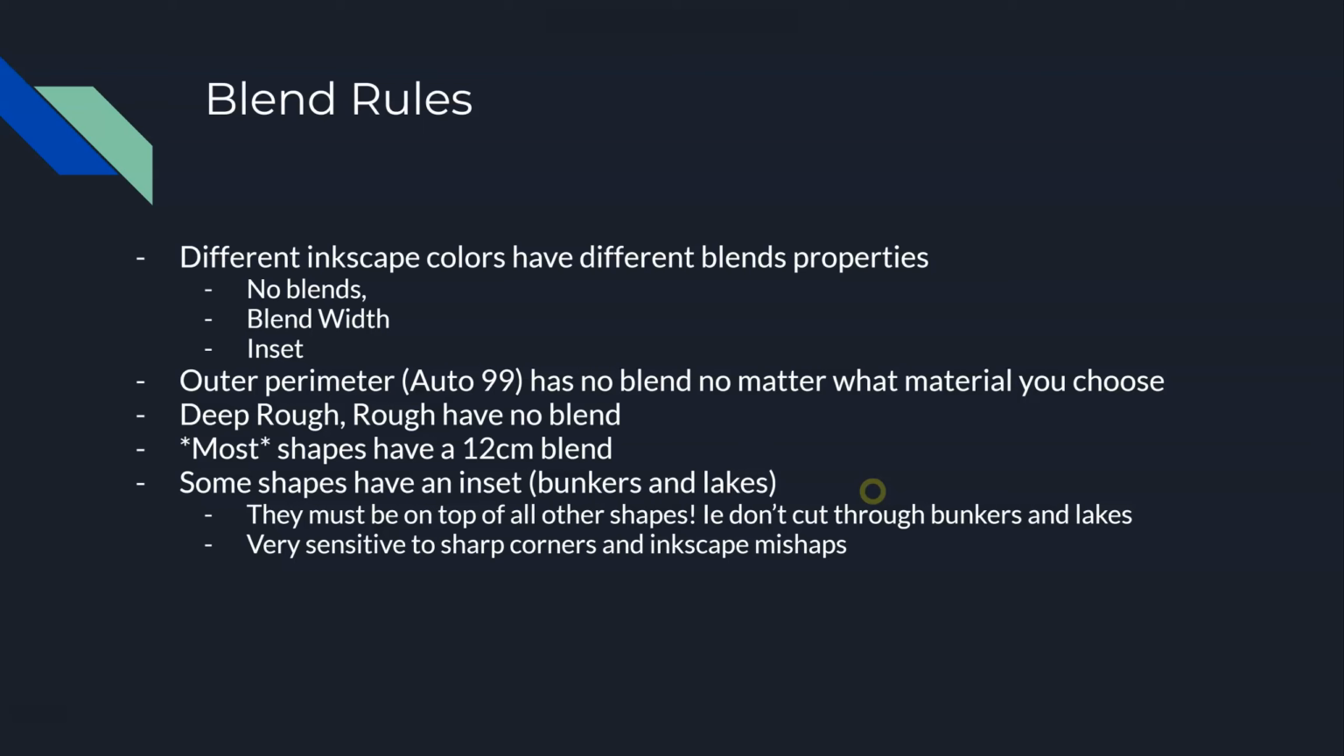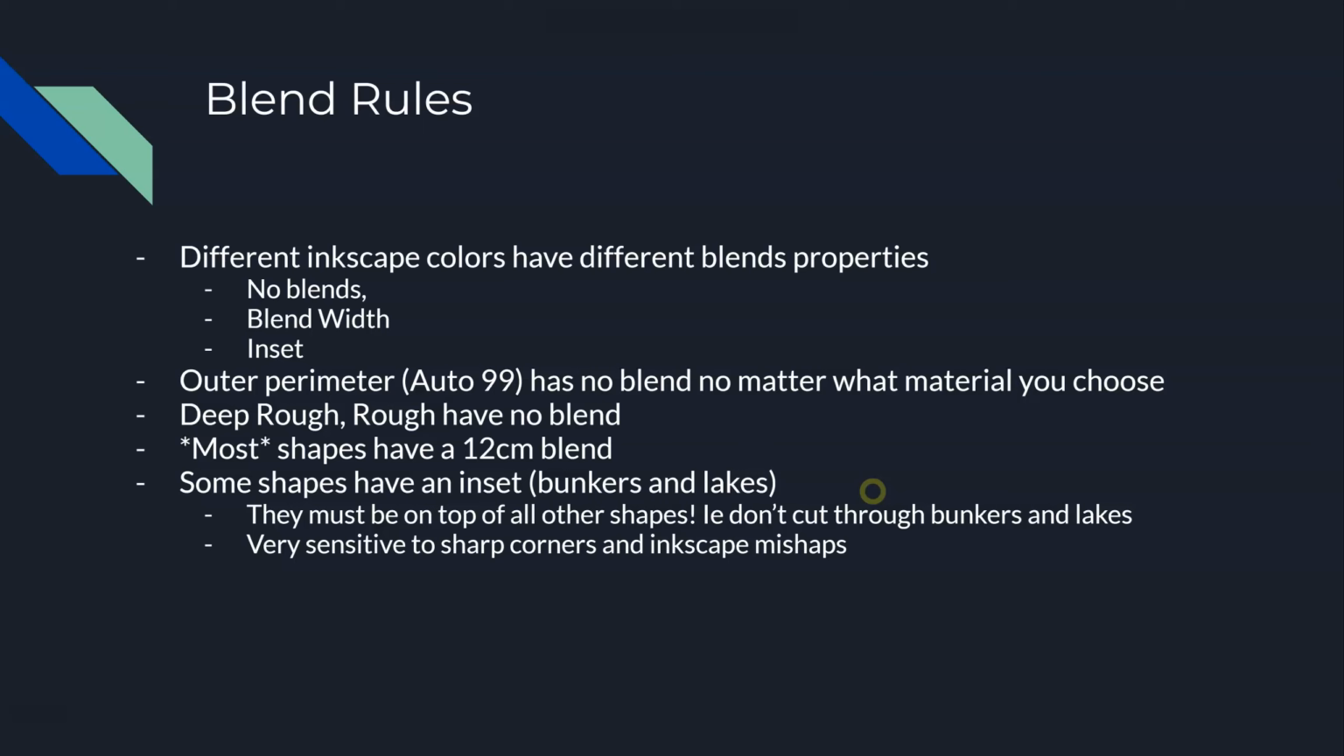The deep rough and rough have no blend. You're typically going to blend into those. So you would blend into deep rough from, for example, a fairway. But typically you're going to blend into those, but they do not have a blend themselves. Most shapes have a 12 centimeter blend. We'll talk about that in a second. Some shapes have an inset, namely bunkers and lakes.